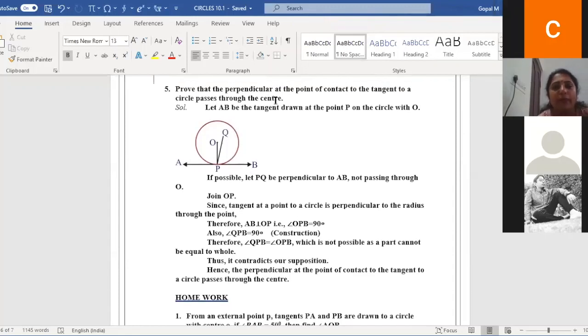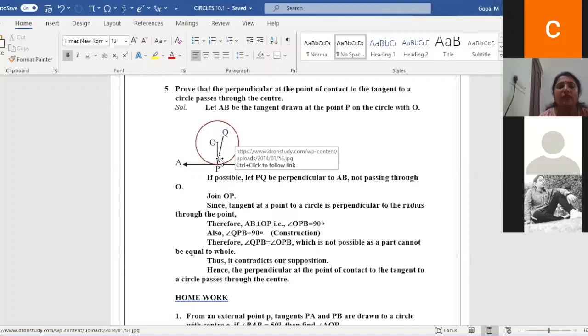Prove that the perpendicular at the point of contact, here P is the point of contact, to the tangent to a circle passes through the center. So they are asking, so here this is perpendicular. We need to assume PQ is perpendicular. But we learned according to theorem 10.1, the radius to the tangent is always perpendicular.